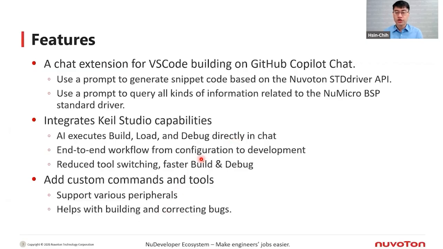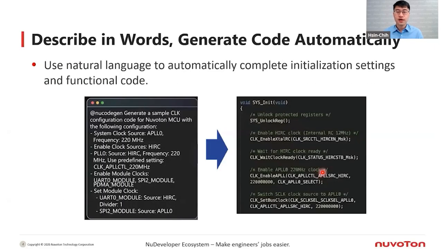NuCodeGen also supports custom commands and a wide range of peripherals, helping developers build projects and identify issues more efficiently. Instead of manually writing code, developers can simply describe their requirements such as clock settings, pin configuration, or peripheral behaviors.